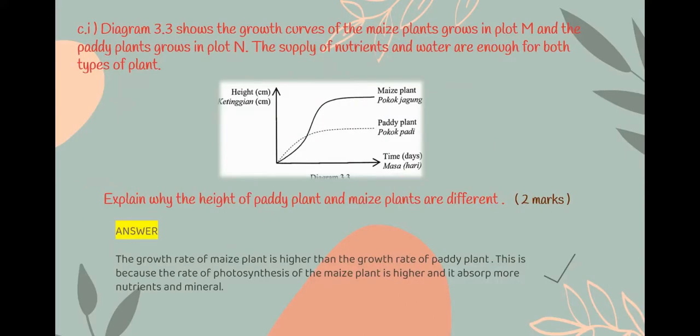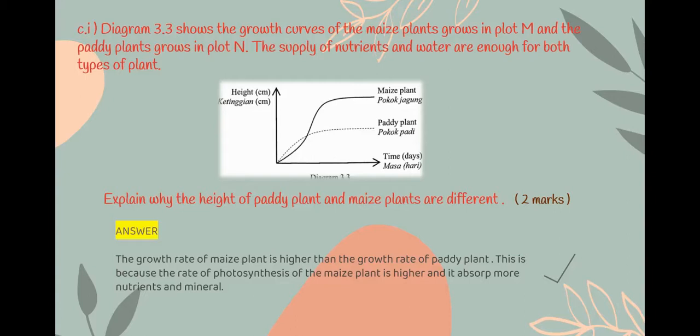For C1, diagram 3.3 shows the growth curve of the maize plant growth in plot M and the paddy plant's growth in plot N. The supply of nutrients and water are enough for both types of plant. So you can look at the curve of maize plant is higher than paddy plant. Explain why the height of paddy plant and maize plants are different. The mark provided is 2.